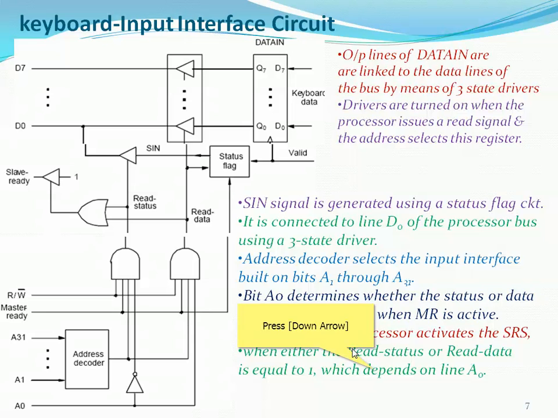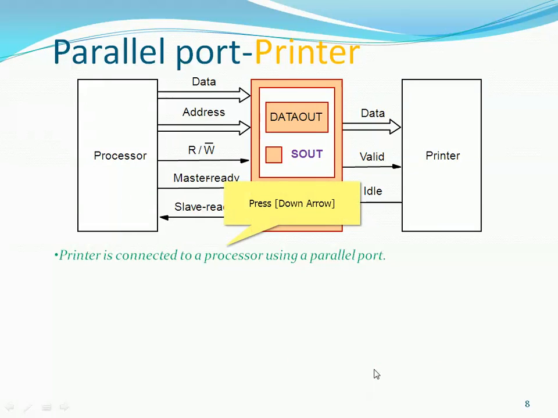So in response, the processor activates the slave ready signal only when the read status or read data is equal to 1. That again depends upon the A0, which is a part of the address. 31 bits are there, 1 bit will be given to the status, and the remaining address will be used for the device. Similarly, for the keyboard, now you can think about the printer.